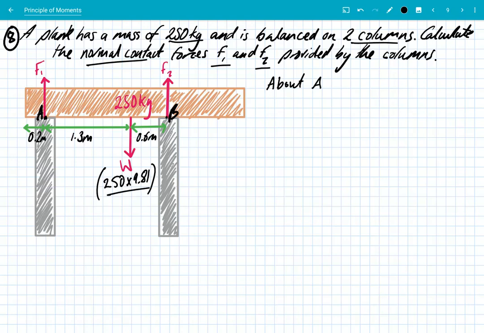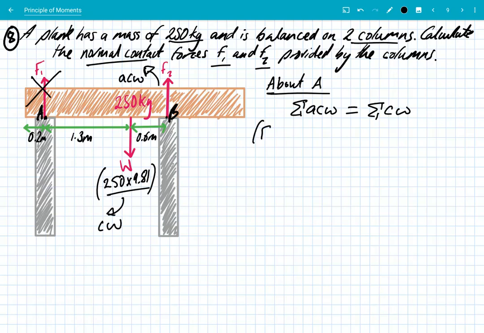because we always look out for masses and make sure that we're converting them into newtons by multiplying by the gravitational field strength. What's important is if we take it about A, F1 has no moment because there's no perpendicular distance. So we're going to now do the sum of the anti-clockwise moments is equal to the sum of the clockwise moments. The weight is going to provide the clockwise moment, and F2, the normal contact force as a result of column B, is going to provide an anti-clockwise moment. So we can say F2 multiplied by its distance to the pivot, which is 1.3 plus 0.6, so 1.9 meters, therefore, is equal to 250 times 9.81 multiplied by 1.3.